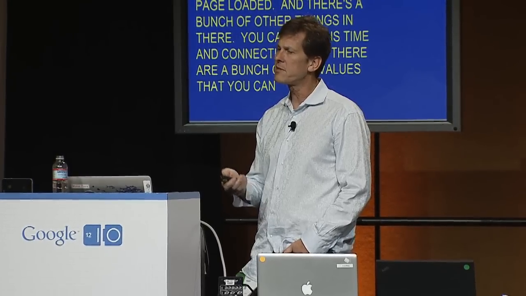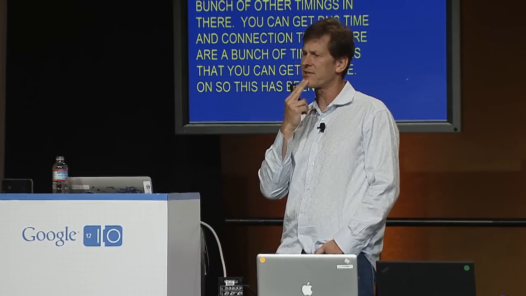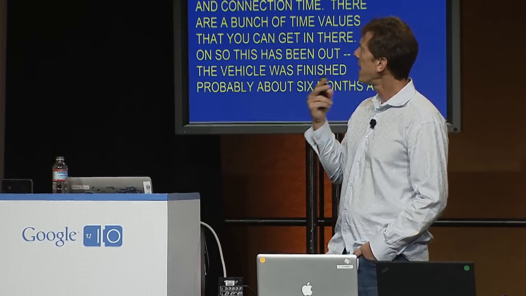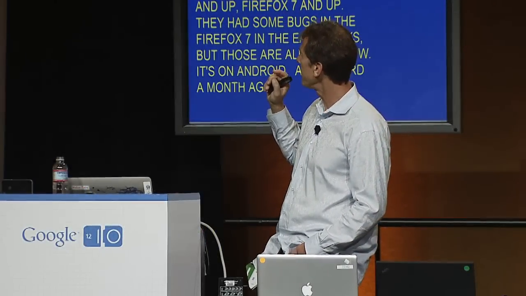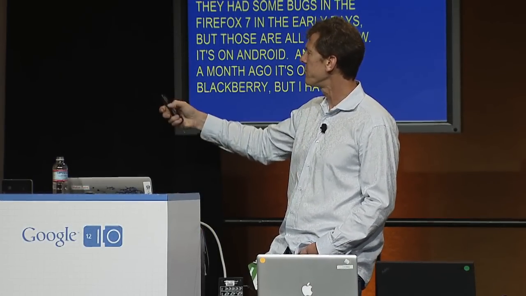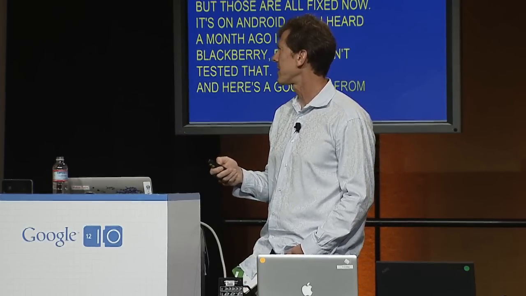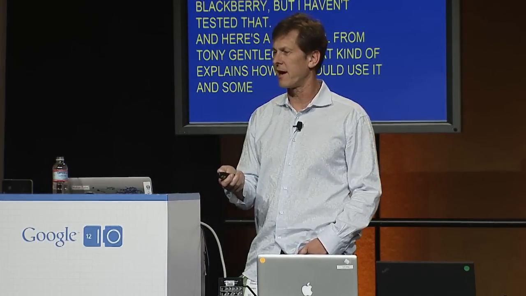And so this has been out. The spec was finished probably about 6 months ago, maybe a little longer. And I think Chrome was the first to implement it. But it's in IE9 and up, Firefox 7 and up. They had some bugs in Firefox 7 in the early days, but those are all fixed now. It's on Android, and I heard a month ago it's on BlackBerry, but I haven't tested that. And here's a good URL from Tony Gentilcore that explains how you could use it and some examples of getting different time values.